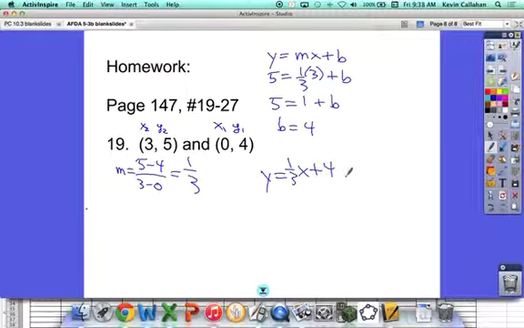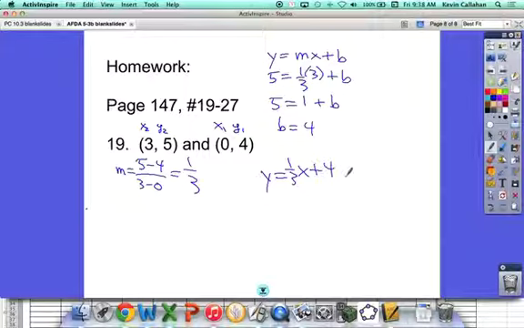Now, this is one of those cases where, in fact, they gave you the y-intercept. How do you know that the 0, 4 is the y-intercept? Because x equals 0, right? On the y-axis, x equals 0. So, in fact, you really didn't need to do the calculation. You kind of knew already that the y-intercept was going to be 4.